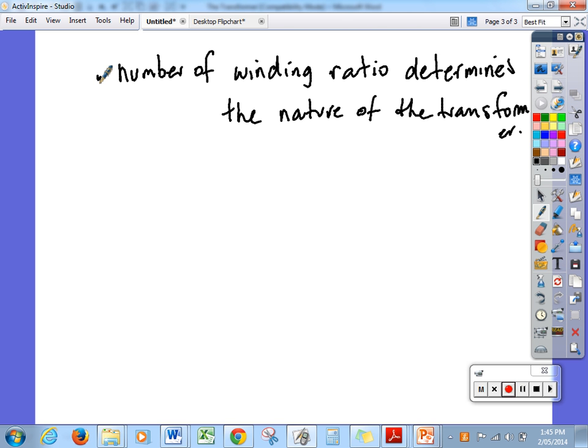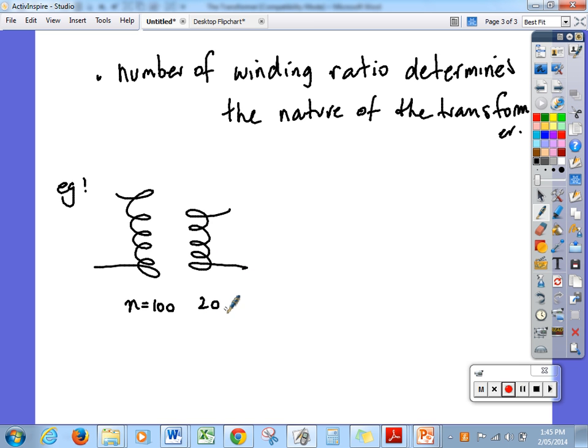So let's have a look at two examples. Example 1. If I've got a coil over here which has 100 windings in it, and it's been placed beside another coil which has 20 windings. Now, remember, I have to tell you which is the primary coil. The primary coil is the coil to which you put in the voltage. The secondary coil is the one which puts out the voltage. So this is the primary, and this is the secondary.